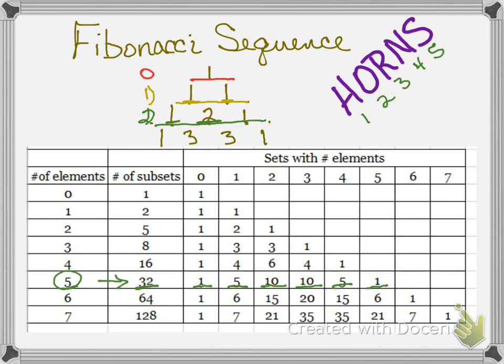Okay? So, we are looking for 32 subsets. 1, 5, 10, 10, 5, and 1. And we'll check ourselves on that here in just a minute. All right, let's go over and let's figure out what we've got. We've got H, O, R, N, S.